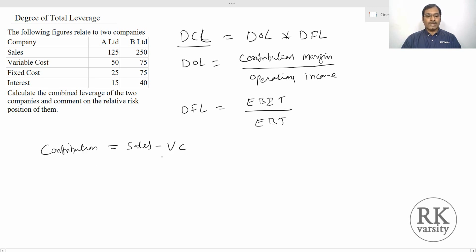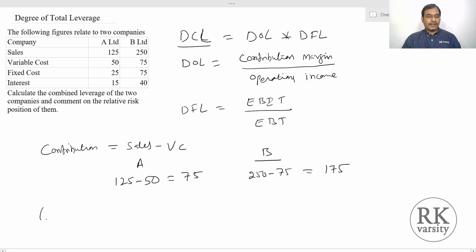So contribution is sales minus variable cost. For company A, sales are 125 and variable cost is 50, so this is 75. And for company B, sales are 250 and variable cost is 75, so this equals 175.